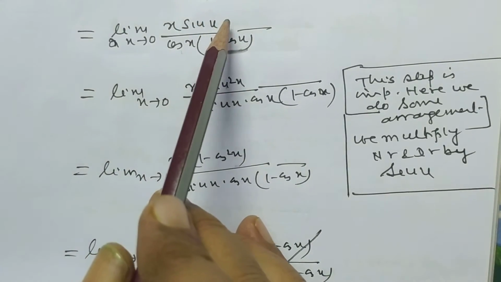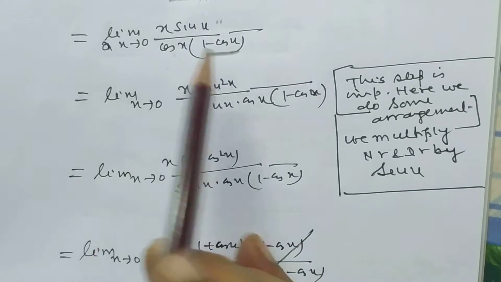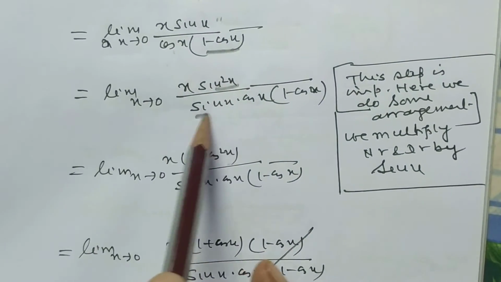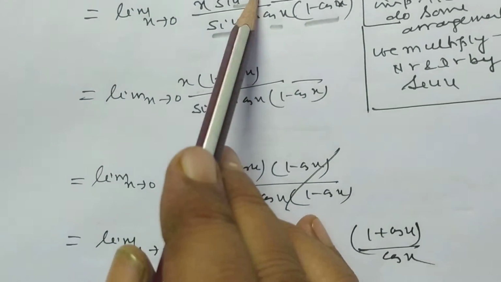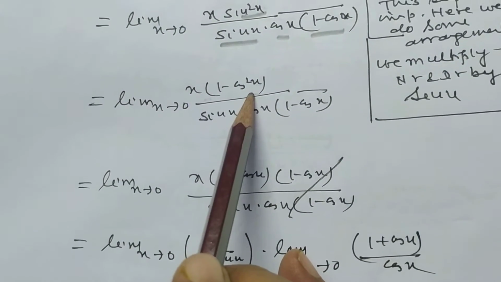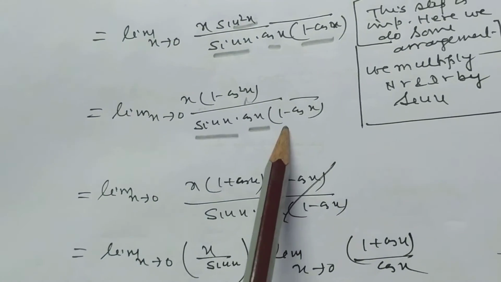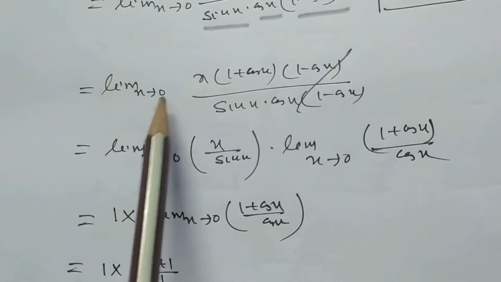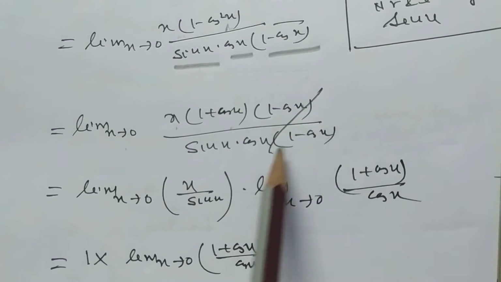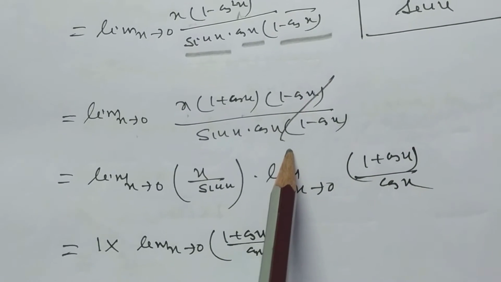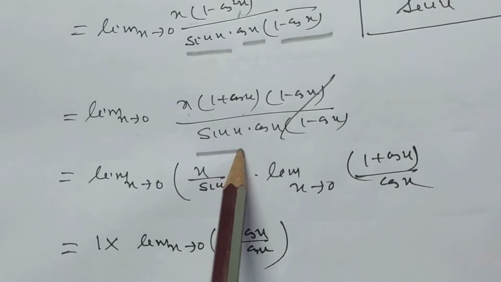Here do some arrangement. We multiply the numerator and denominator by sin x by sin x. So it will be sin square x by sin x into cos x, 1 minus cos x. So instead of sin square x, we have 1 minus cos square x, sin x into cos x, 1 minus cos x. Limit x tends to 0, x, and 1 plus cos x into 1 minus cos x. 1 minus cos x, 1 minus cos x goes out. And finally we have x into 1 plus cos x by sin x.